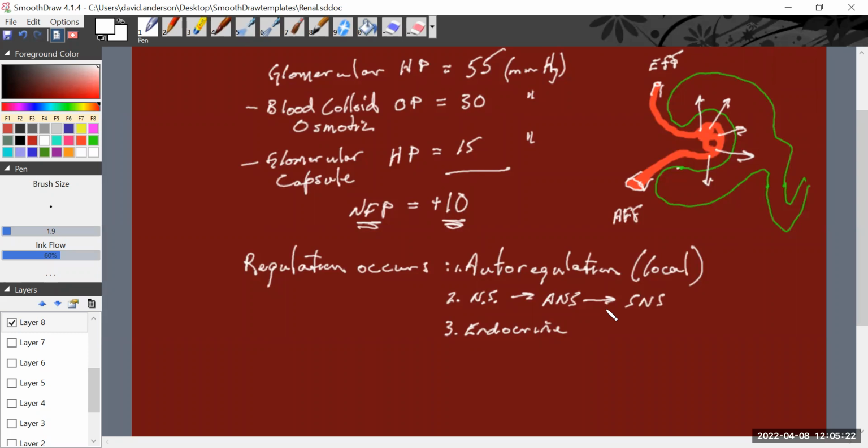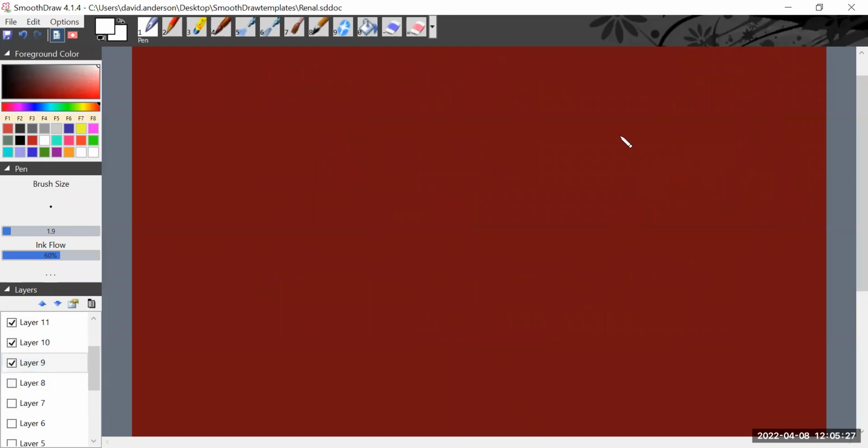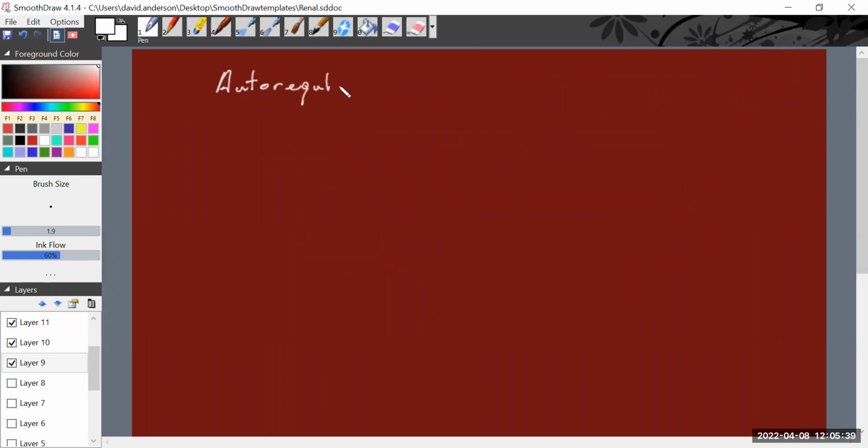Okay, so when we look at autoregulation, remember I said these are local factors that don't depend on another system. They're going to respond locally to changes.